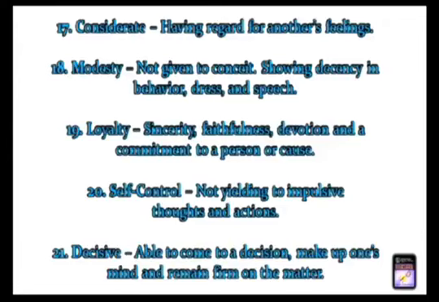So, not given to conceit, showing decency in behavior, dress, and speech. Decency in the way you behave, the way you dress, and the way you speak. And we're gonna talk about that as we go along. Not using foul language, behaving according to the principles that were taught in the Peaceful Solution program, dressing appropriately as we learned in the Respect unit. Dress shows your character. Remember, the way you dress has a lot to do with your character, whether it's positive or negative, and the way we speak, our conversation or our communication.